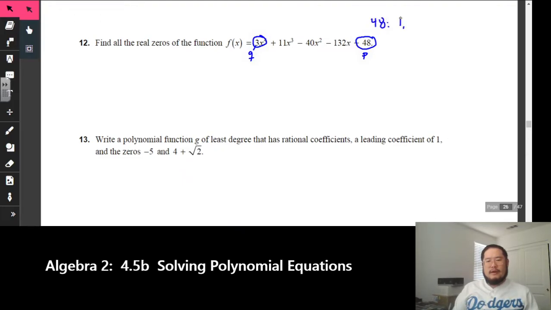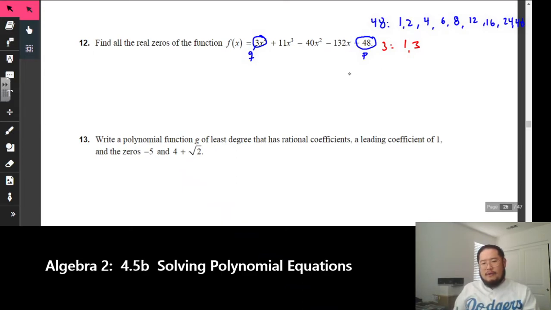some factors, we have 1, 2, 4, 6, 8, then we have 12, 16, 24 and 48. A lot of different possible solutions. Luckily for Q, there's only 2 possible factors right there. That's 1 and 3.